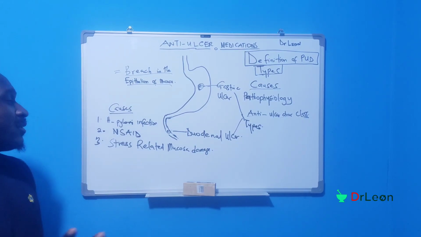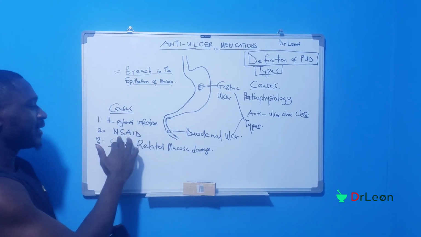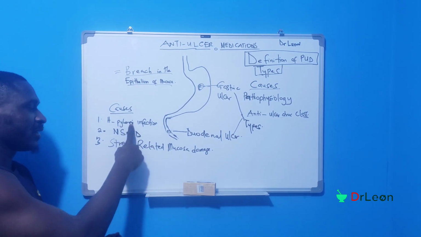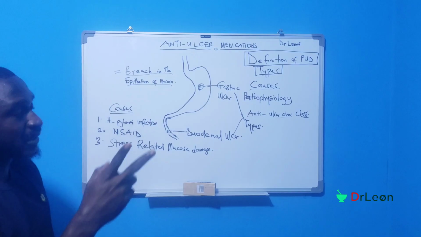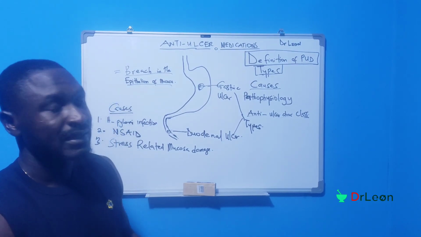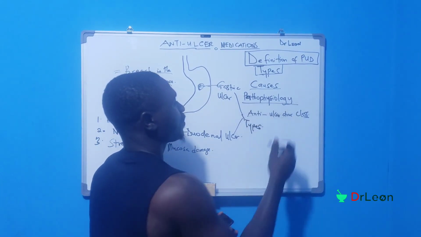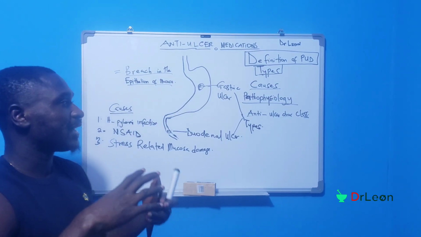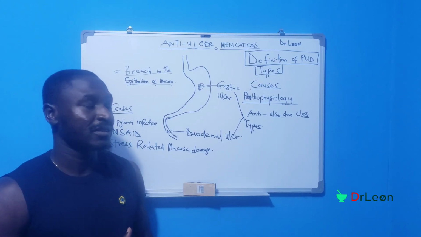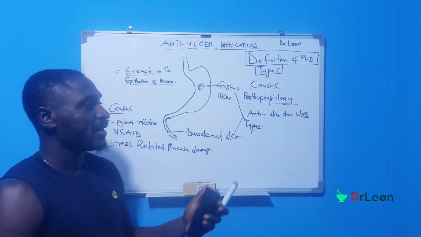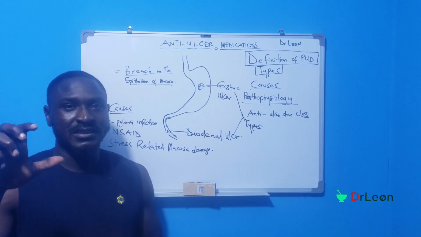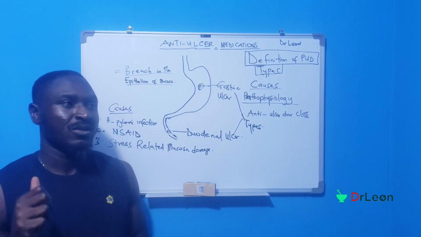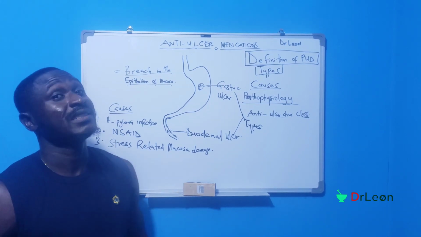So basically, we have three main causes: H. pylori, NSAIDs, and stress-related causes. But the commonest ones are H. pylori and then NSAIDs, so those are the two that we'll focus more on. Now, to the pathophysiology, that's where most of the talking will be. Understanding how the ulcer comes about will help us to know the classes, where each of the drugs functions, at what level they act to treat the disease.